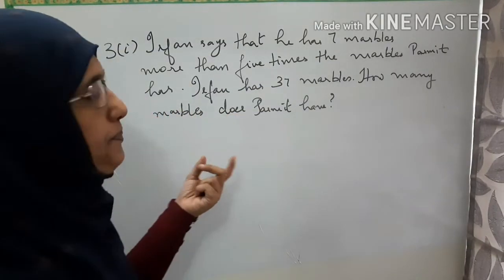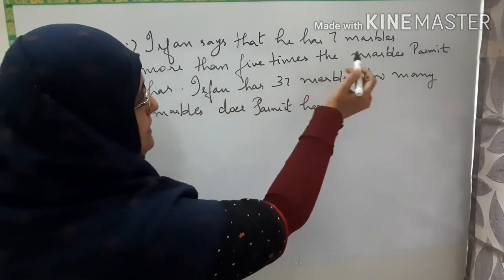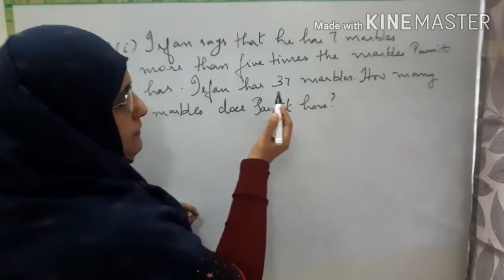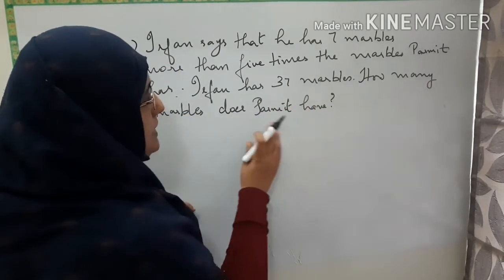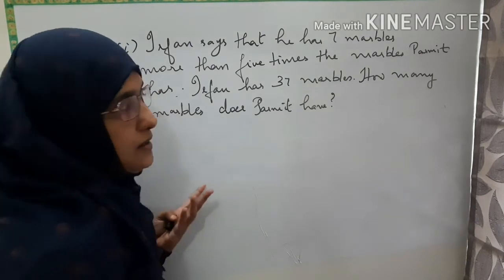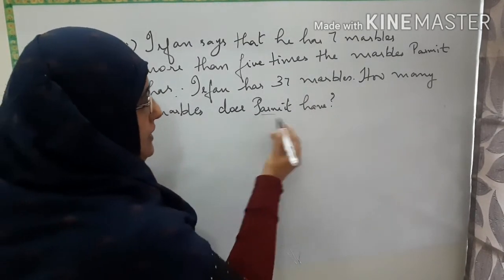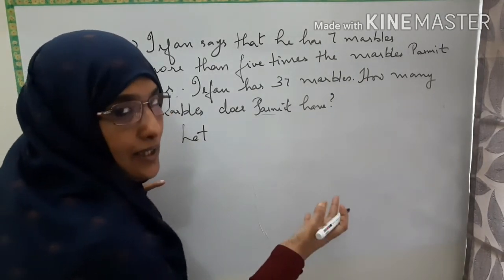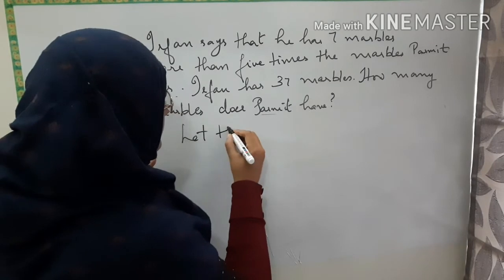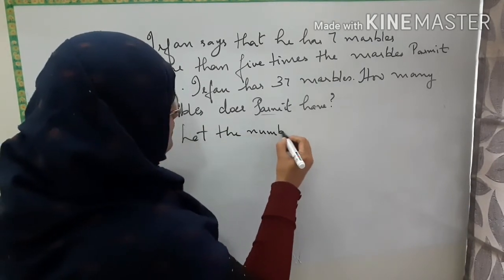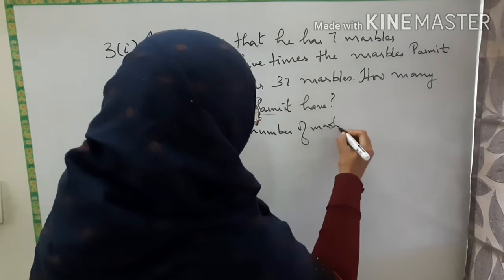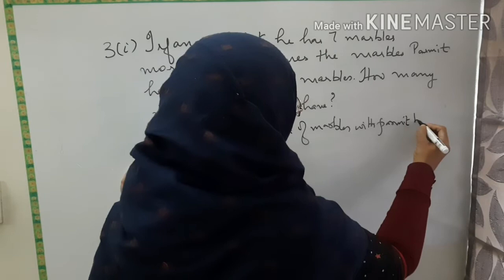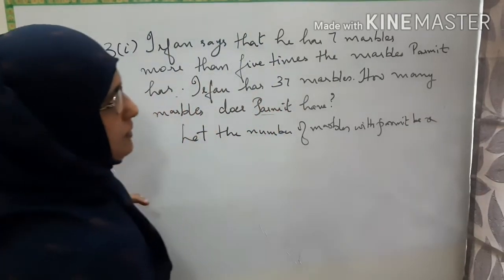The third question. Irfan says that he has 7 marbles more than 5 times the marbles Parmit has. Irfan has 37 marbles. How many marbles does Parmit have? So, here you have to find the number of marbles Parmit has. So, take it as x. It is not necessary that you always take it as x. You can take any variable. Let the number of marbles with Parmit be x.